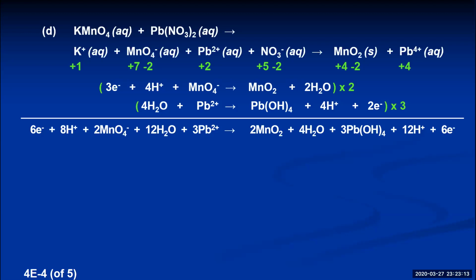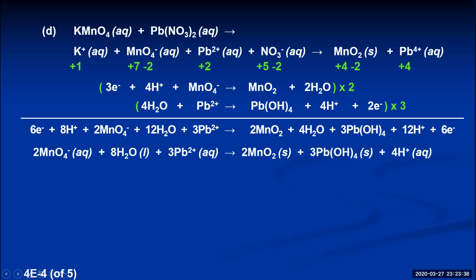6 electrons cancel out, and then we're going to simplify. There's 8 hydrogens here on the left and 12 hydrogens on the right. So I'm going to cancel out all 8 hydrogens on the left, and it's going to leave 4 hydrogens left on the right. I have 4 water molecules here on the right, and I have 12 water molecules on the left. So I'm going to cancel out all 4 on the right and subtract 4 and get 8 water molecules left over on the left side. So this becomes 2 permanganates, 8 waters, 3 lead 2s, yields 2 manganese 4 oxides, plus 3 lead 4 hydroxides, plus 4 hydrogen ions. And this would be the end if it was an acidic solution.